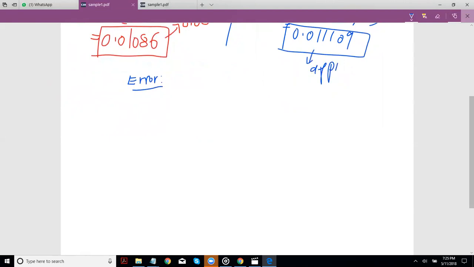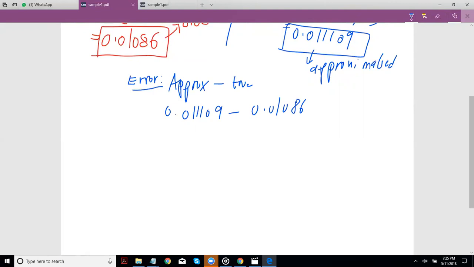So the idea here is your error is how much your approximated value deviates from the true value. And to figure that out, you just take your approximated value, and you find the difference between that and the true value. So it'll be 0.0111 minus 0.01086.